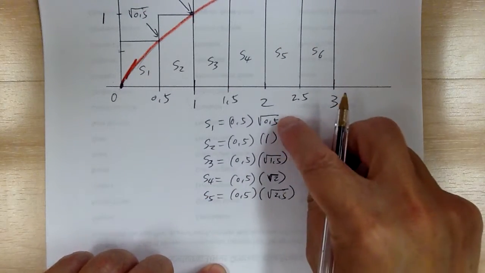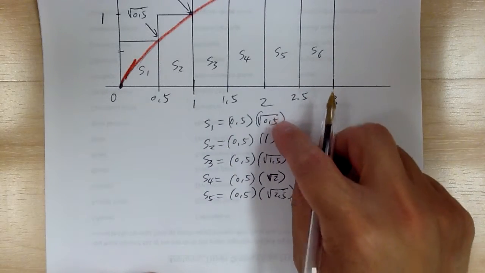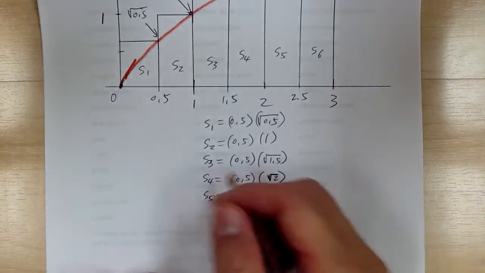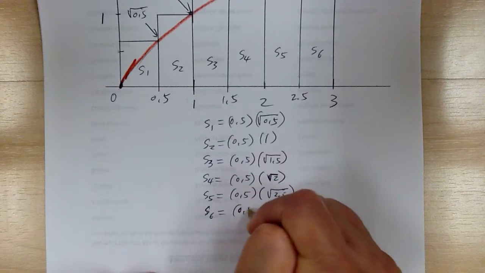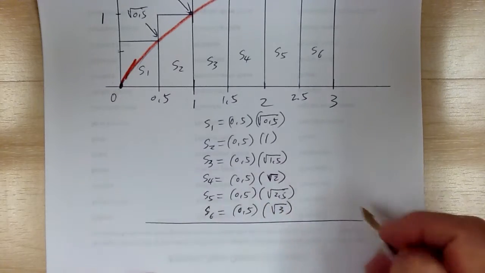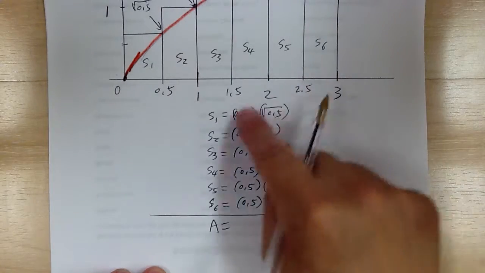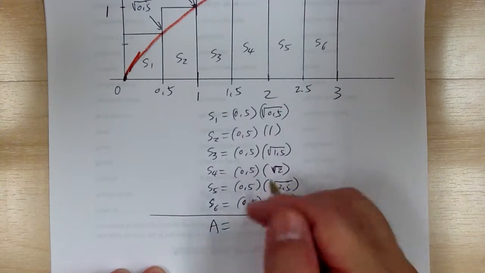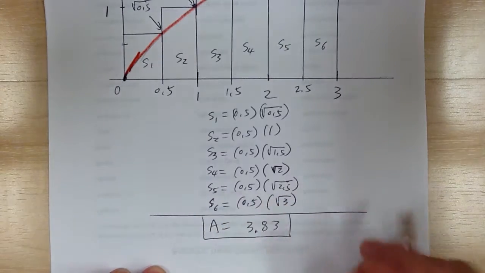So again, notice the heights: square root of 0.5, 1, 1.5, 2, 2.5. So S6, the base is 0.5 and the height is square root of 3. So the total area, use your calculator, you punch in all these numbers and you add all this together, you get 3.83. And that's it.